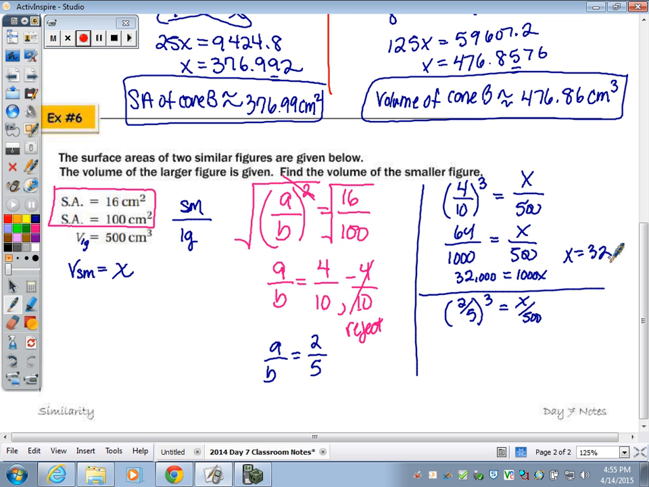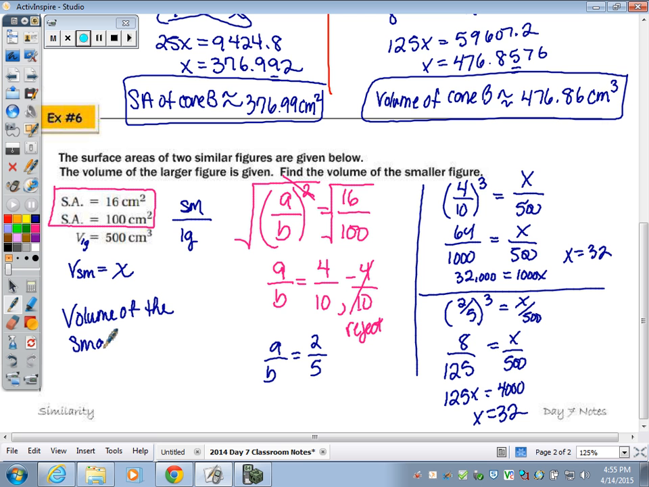Now, cube 2, you get 8. Cube 5, you get 125, which is equivalent to X over 500. Cross multiply, you end up with 125X equivalent to 8 times 500, which is 4,000. Divide by 125, and X is 32. You get the same answer. So to answer the question, the volume of the smaller figure is 32 cubic centimeters.